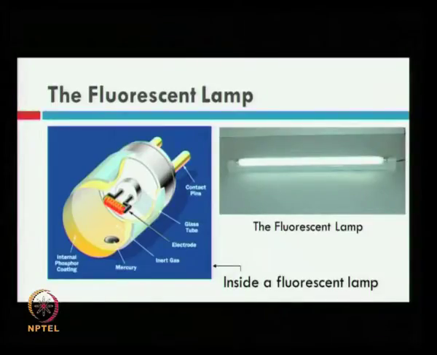I am here to explain the working of a fluorescent lamp. A fluorescent lamp consists mainly of a glass tube with an internal phosphor coating, two electrodes, contact pins, argon, and a drop of mercury.